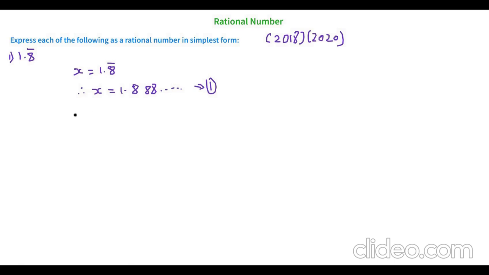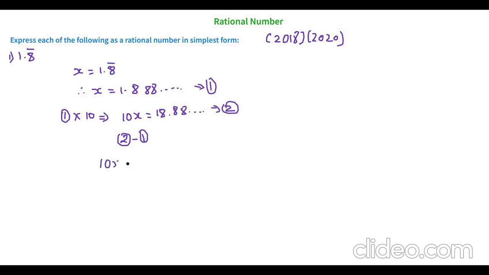Now let us multiply the first equation by 10. When I multiply the first equation by 10, I get 10x equals 18.88 and it goes on. This is our second equation. So we have two equations. Now we have to subtract the first equation from the second equation.